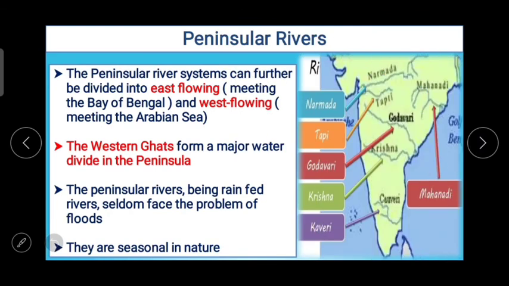Now, the next point, peninsular rivers. The peninsular river systems can further be divided into east flowing and west flowing. The east flowing meet the Bay of Bengal, and the west flowing meet the Arabian Sea. Here you can see Narmada, Tapi, Godavari, Krishna, Kaveri, and here the Mahanadi. The Western Ghats form a major water divide in the peninsula. The peninsular rivers, being rain-fed rivers, seldom face the problem of floods, and they are seasonal in nature, which means they are not perennial.